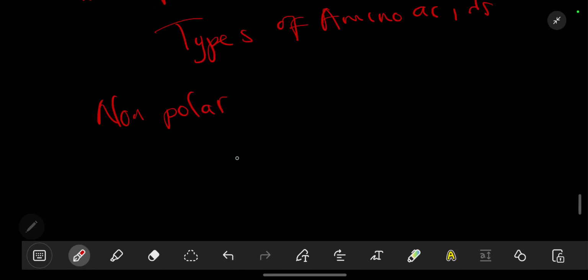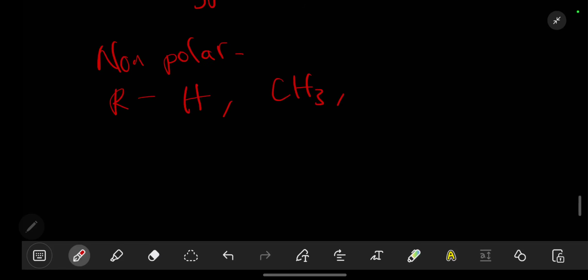So how we draw our amino acids, we have nonpolar side chains where we have mostly, let's say, H for the R, or we could just have CH3, we could have different things. If you want to see how these structures are drawn, you can just comment and it shall be sent in the comment section.